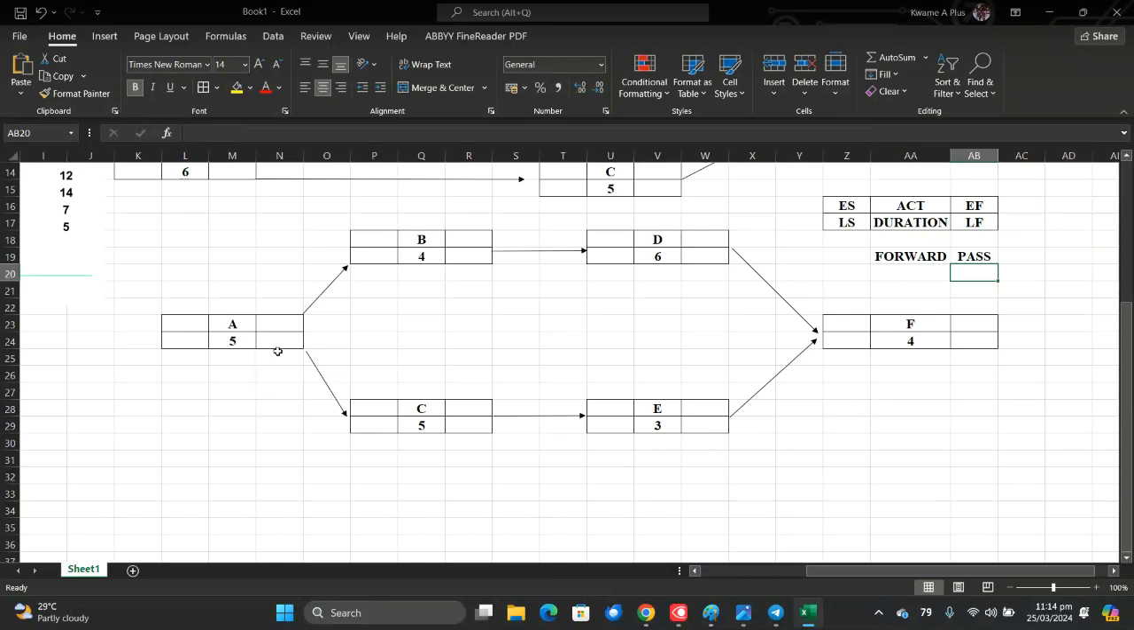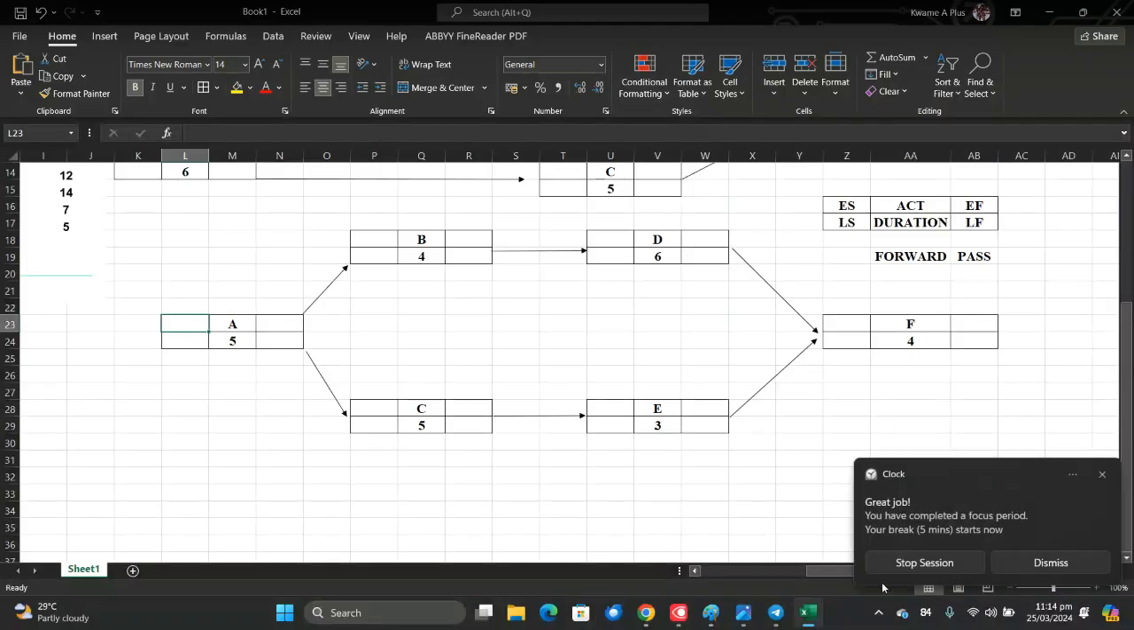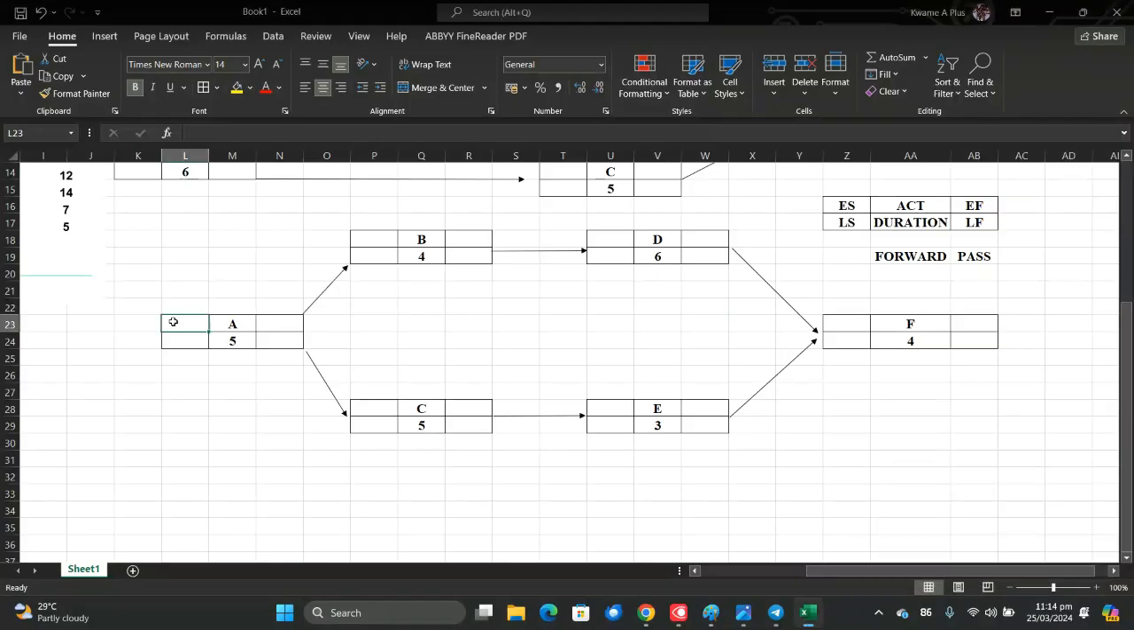So I'm saying forward pass, meaning earliest start of A. A starts from zero. It can be one, but in the question it's going to stay zero. So the earliest start for A is going to be zero, right? If the earliest start is zero, then the earliest finish is going to be 5, because 0 plus this 5 gives us the earliest finish.